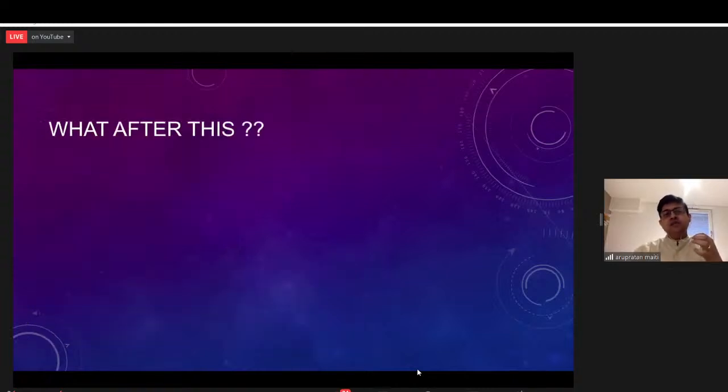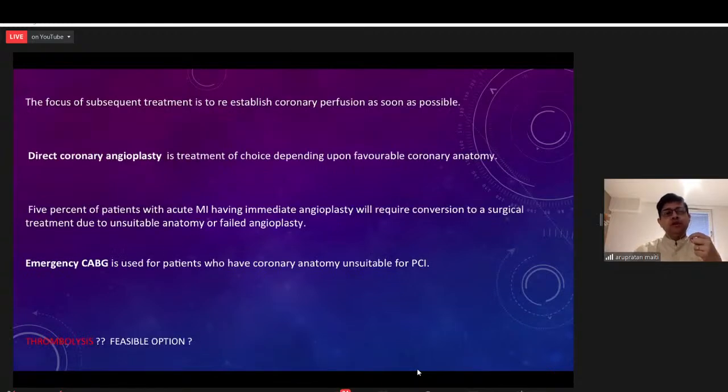Now, you have done this, so what after this? The focus of subsequent treatment is to re-establish coronary perfusion. So there are two or three options. Number one is direct coronary angioplasty. It is the treatment of choice depending upon favorable coronary anatomy, but 5% of the cases going for primary PCI will fail. There can be a failed PCI, or the coronary anatomy is not suitable, or they have multi-vessel diffuse disease, and they can eventually need an emergency CABG, and the mortality rate of emergency CABG is relatively higher.